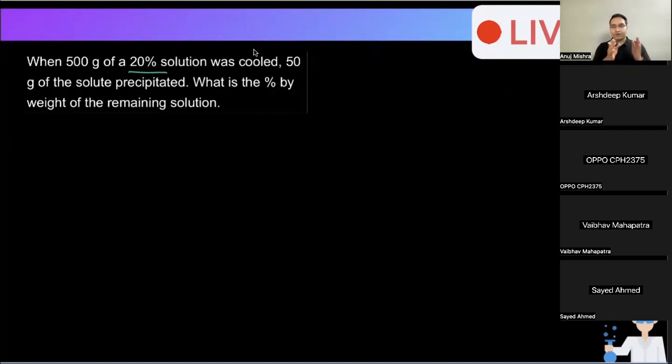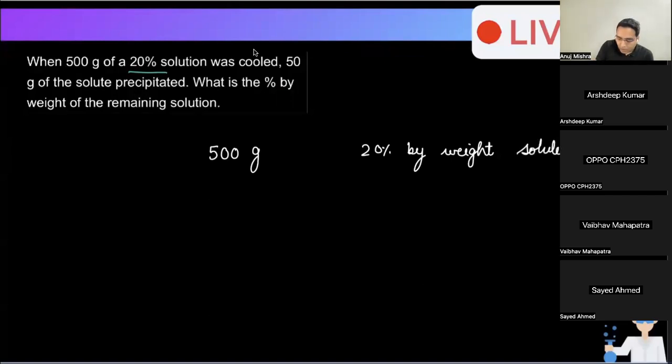So you have 500 gram solution, which is 20% by weight. Now, what is the meaning of it? 20% by weight of what in the solution? Solute, of course, because that's the definition. If nothing is mentioned, it is always about solute. So it's not written, but it is written indirectly. Please note down this much.